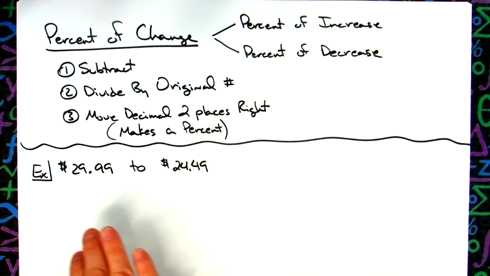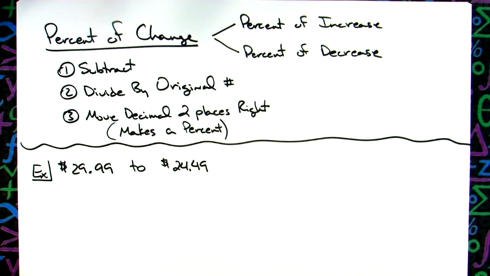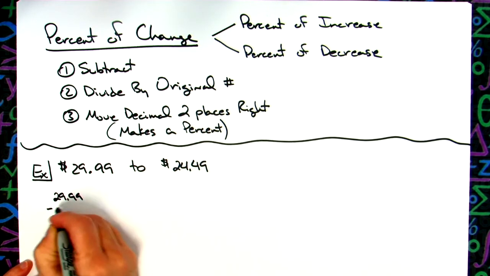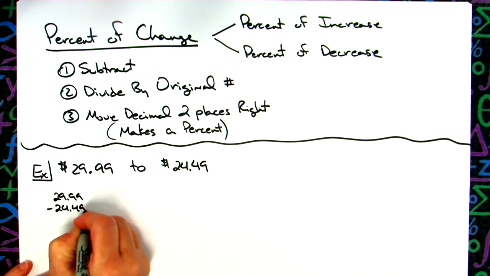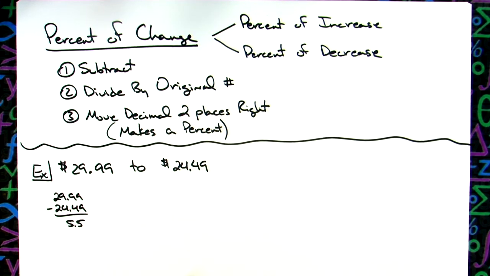All right, so use your calculator. $29.99 minus $24.49. Okay, leave that number in the calculator. How much is it? 5.5? Okay, so I'm going to write something down just so we're not doing this totally in our head. 29.99 minus 24.49. Your calculator gave you 5.5 because it took off the 0. If you're doing it by hand, you'd have a 0 on there.